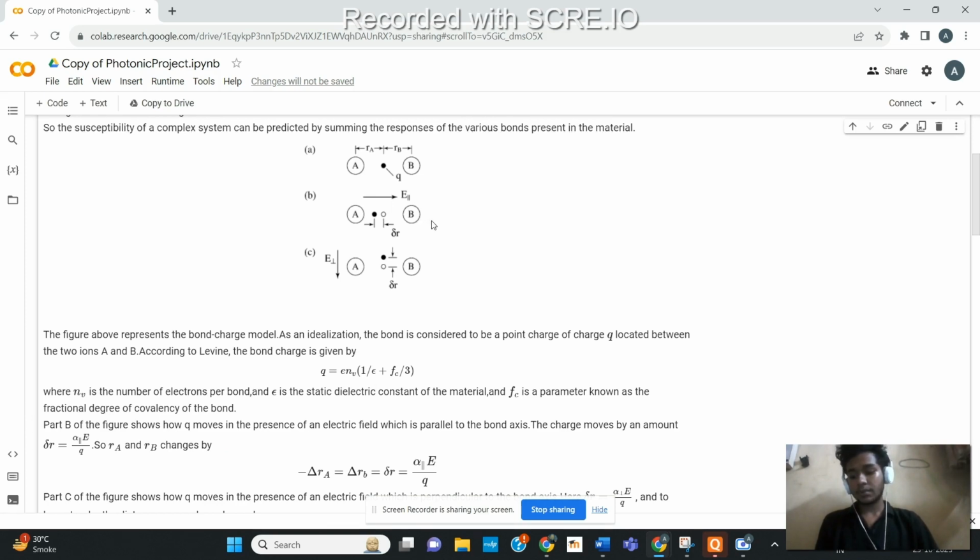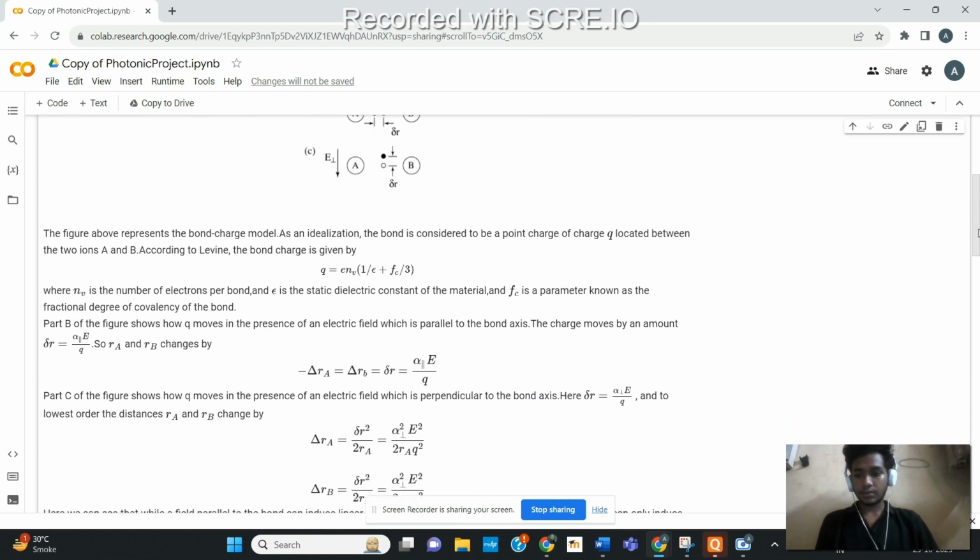This charge is seen to move by an amount ΔR, which is equal to α-parallel times E by Q, where α-parallel is the polarizability measured along the bond axis. Consequently, the distances Ra and Rb change by this relation: minus ΔRa is equal to ΔRb, which is equal to ΔR, which is equal to α-parallel times E by Q.